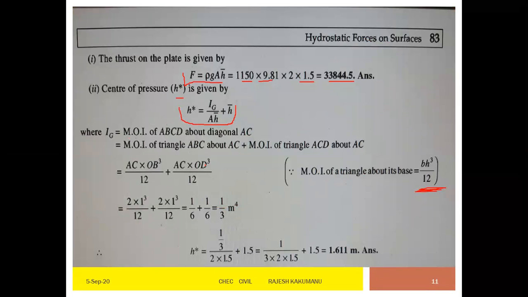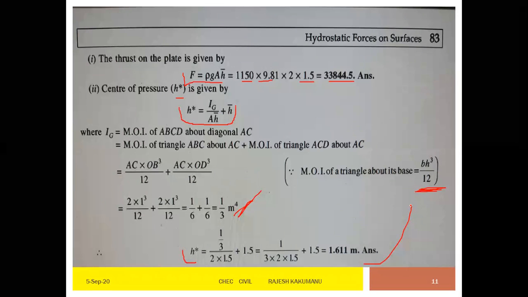So since we are covering two areas, 2 into 1 cube by 12 plus 2 into 1 cube by 12 is equal to 1 by 3 cube. Now substitute in H star: H star is 1 by 3 divided by area, equals 2 into 1.5 plus 1.5. Now the center of pressure P is equal to 1.611 meter. That's the answer for the question.